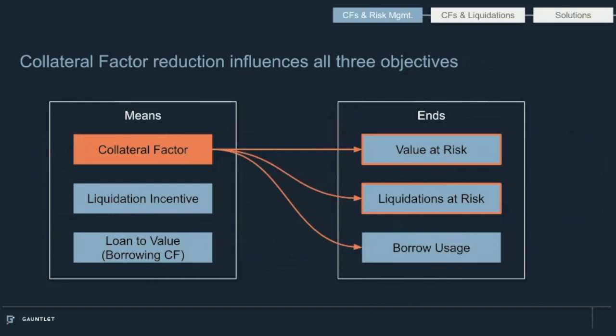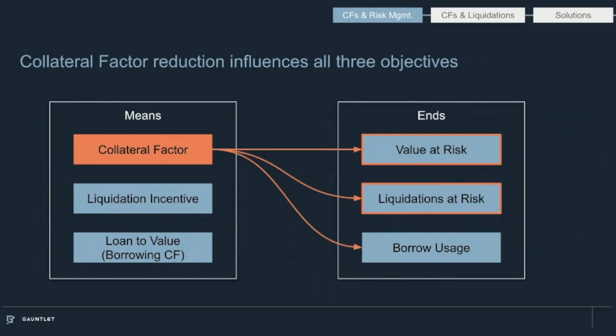Similarly, the loan to value, also sometimes referred to as borrowing collateral factor, is not a useful lever because it only impacts future new borrow positions, and it doesn't constrain behavior after the position has already been established.